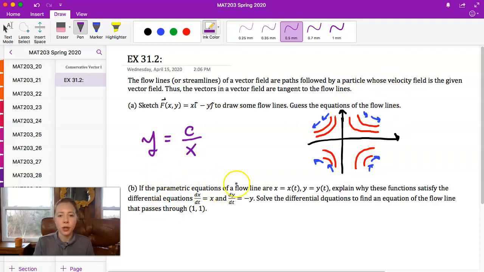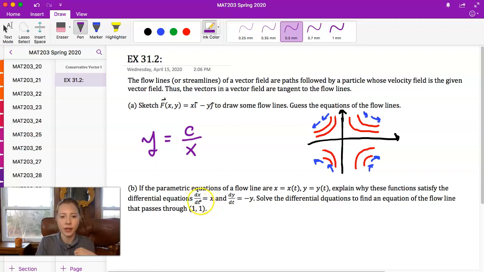So if the parametric equations of a flow line are x is a function of time, y is a function of time, explain why these functions satisfy the differential equations dx over dt equals x and dy over dt equals minus y. And then solve the differential equations to find an equation of the flow line that passes through (1, 1).